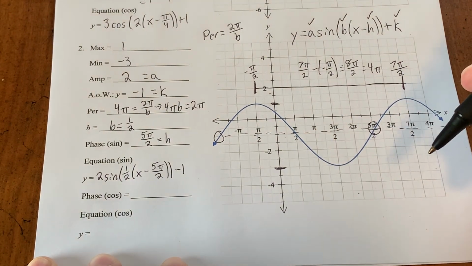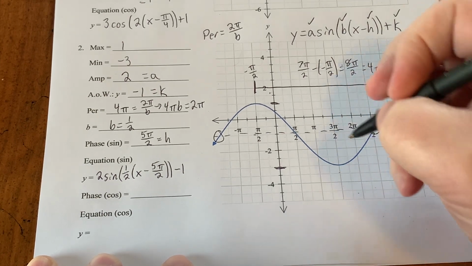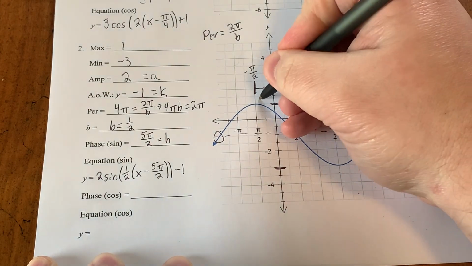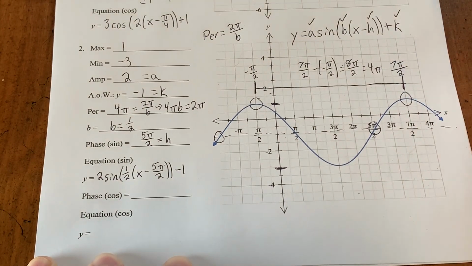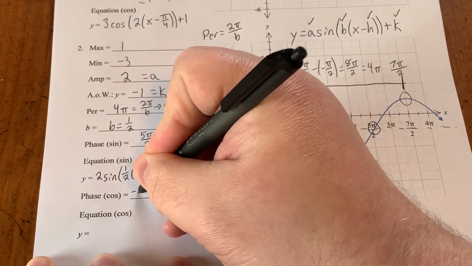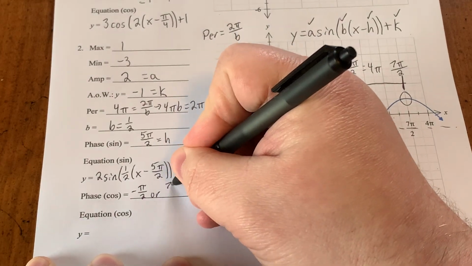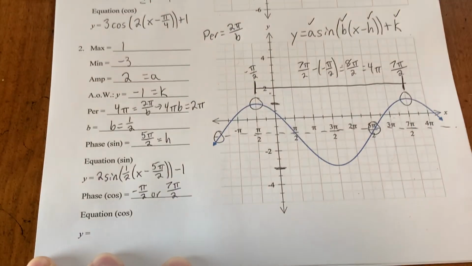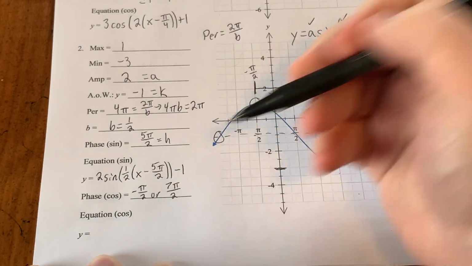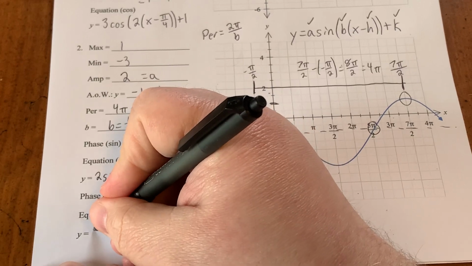For the phase shift for the cosine, I choose to do a positive cosine. So a positive cosine starts at the maximum, so we look for the maximums, here or here. So we can do negative pi over 2 or 7 pi over 2. Either one can be your h. I'm just going to choose the one that's closer to 0, the negative pi over 2.